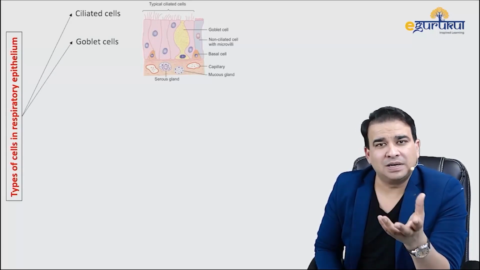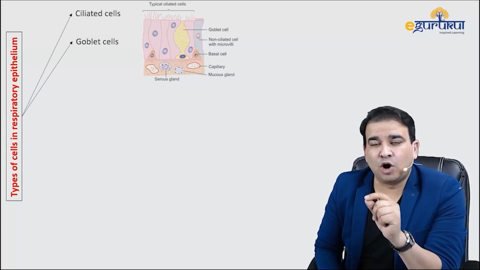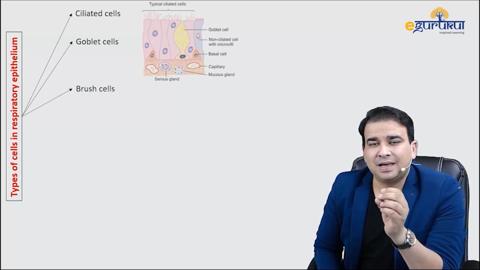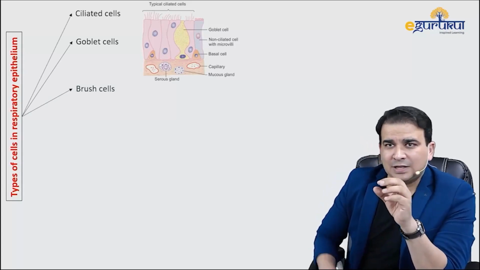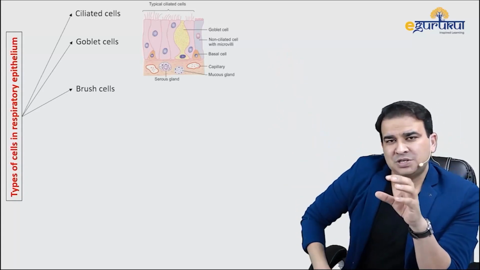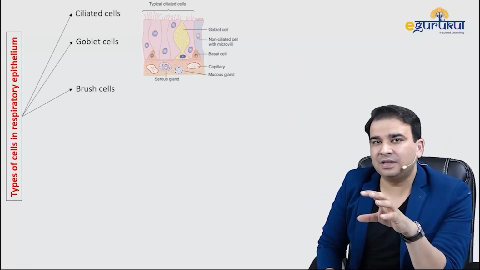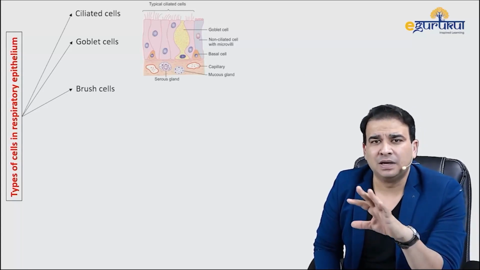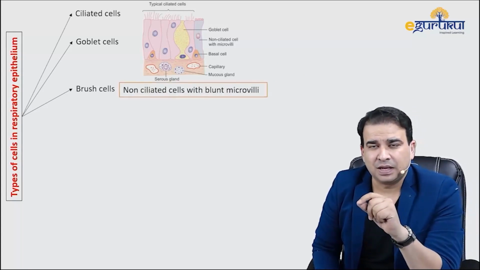Then we have the goblet cells, obviously the mucus secreting cells. The third type of cell that we'll see in the lining is the brush cells. Now, as you can see in the schematic picture, the ones shown in blue, the brush cells, do not have cilia, but they have blunt microvilli over them, and that's why we call them the brush cells.